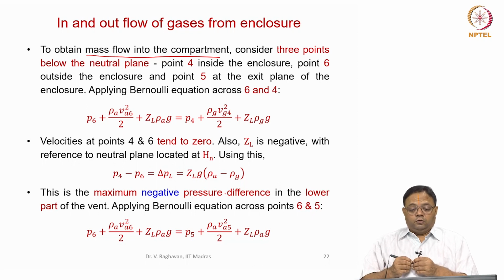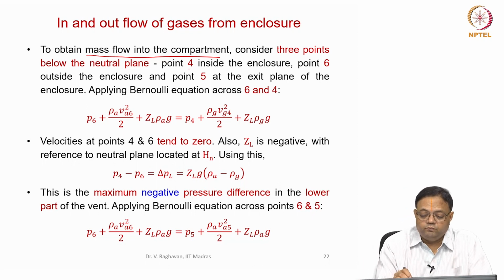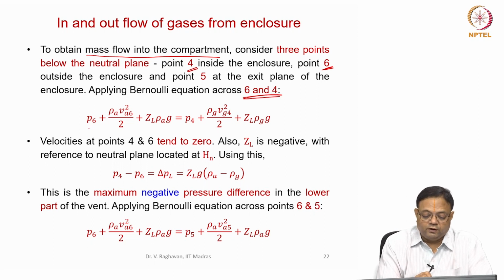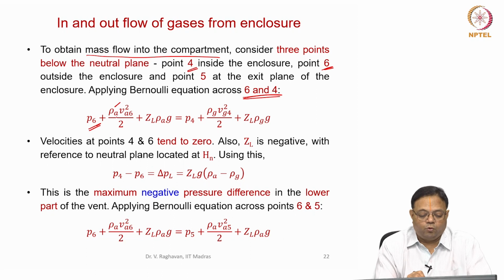Here, I apply the Bernoulli equation considering 2 points at a time. Let us say 0.4, which is inside the enclosure, and 0.6, which is outside the enclosure. For 0.4 and 0.6, the Bernoulli is applied. At 0.6, outside the enclosure, P6 is the pressure, rho A is the density of the air outside the enclosure, velocity VA6 square divided by 2 plus, because now we are below the neutral plane, rho A ZL into G, equal to, within the compartment, pressure P4 plus rho G VG4 square by 2 plus rho G ZL G.